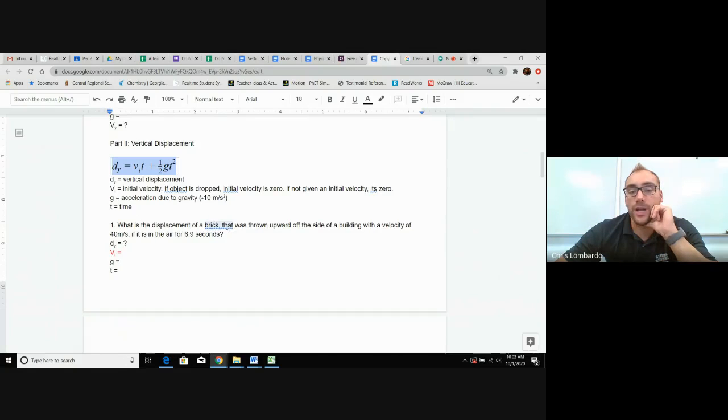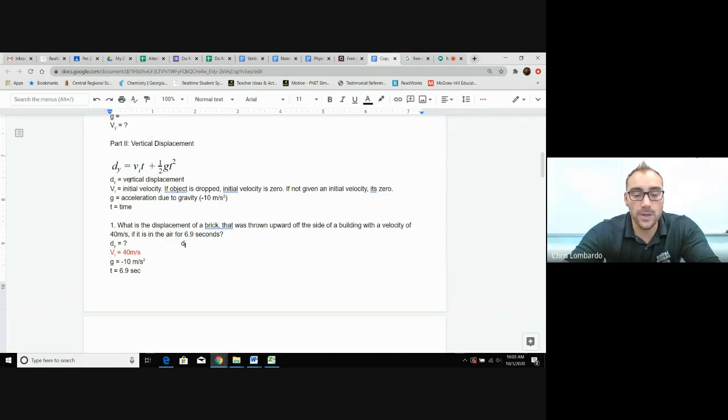What is the displacement of a brick that was thrown upward off the side of a building with a velocity of 40 meters per second if it's in the air? So your initial velocity here is 40 meters per second, all right, because they're telling us it's thrown upward. So that speed is going to be a positive value. If they said it was thrown downward, we would make it negative. All right, negative 10 meters per second squared, and the time here was 6.9 seconds. Nice. So let's go to the equation.